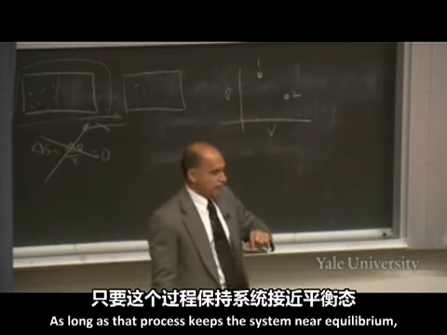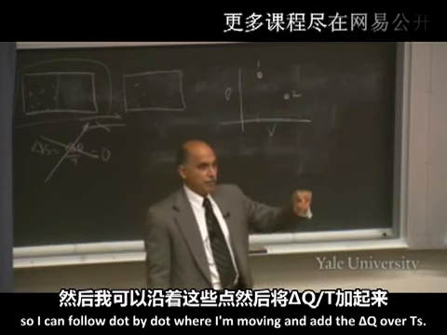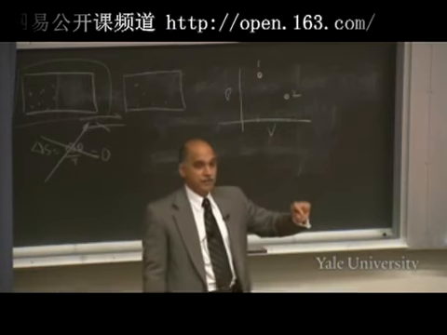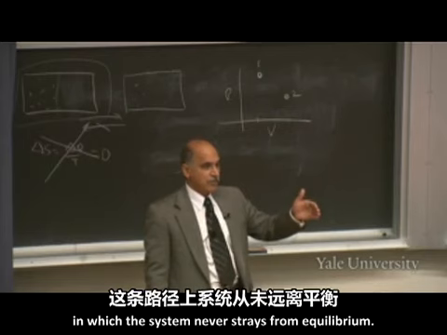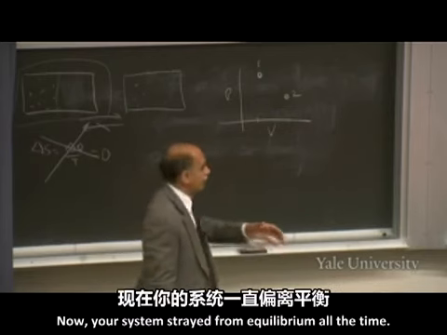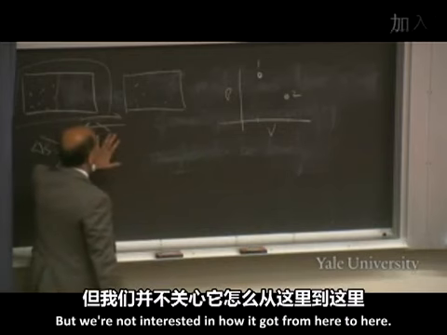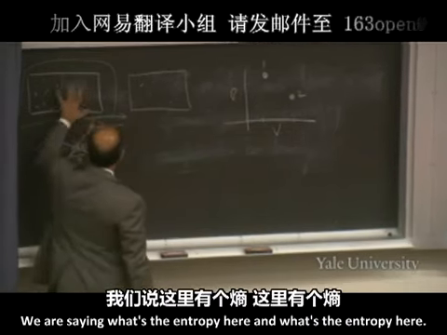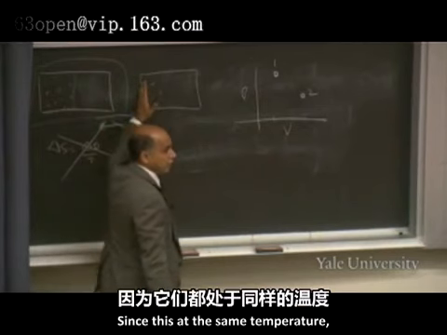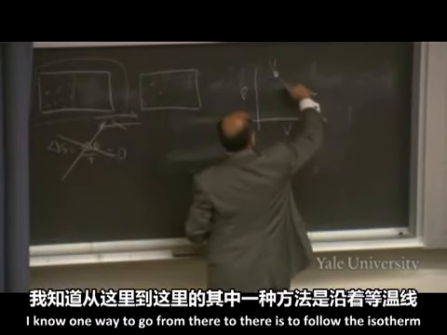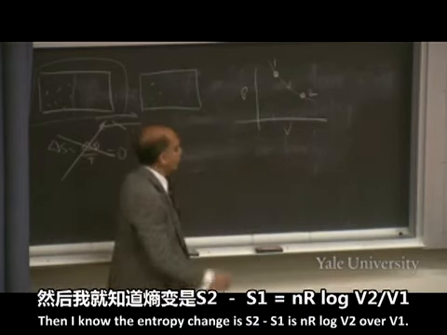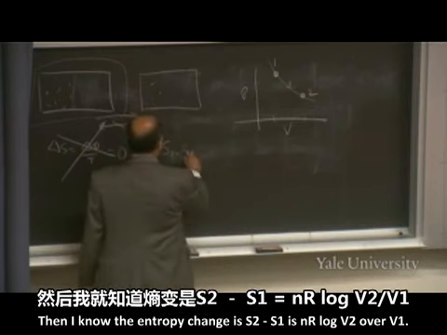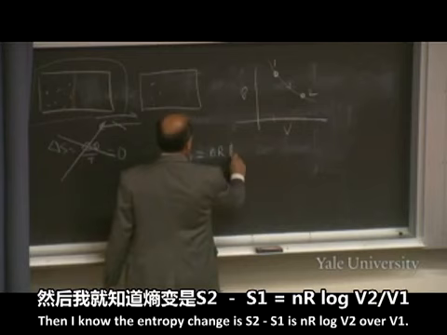As long as that process keeps the system near equilibrium, so I can follow dot by dot where I'm moving and add the delta Q over T. The correct rule for entropy changes is delta Q over T computed on a path in which the system never strays from equilibrium. Now, your system strayed from equilibrium all the time, but we're not interested in how it got from here to here. We are saying, what's the entropy here, and what's the entropy here? Since it's at the same temperature, I know one way to go from there to there is to follow the isotherm, because that will connect the 2 points in this particular problem. Then I know the entropy change is S2 minus S1 is NR log V2 over V1.